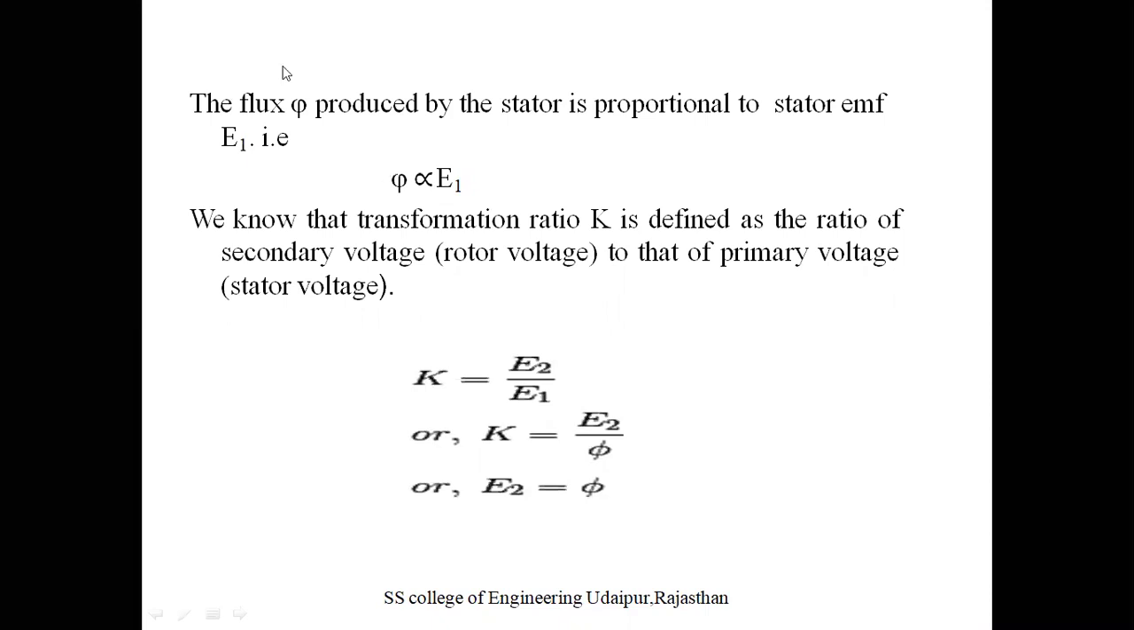The flux phi is directly proportional to the stator EMF, that is, the induced EMF on the stator side. From the transformation ratio, K is equal to E2 by E1, meaning secondary voltage to primary voltage. We can say that phi is directly proportional to E1. So K is equal to E2 by phi, and E2 is equal to K phi.